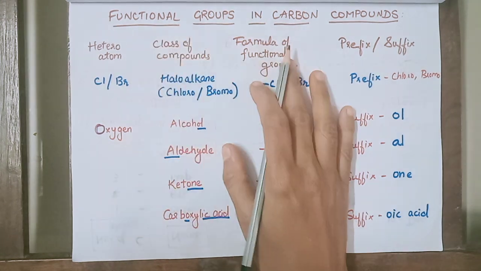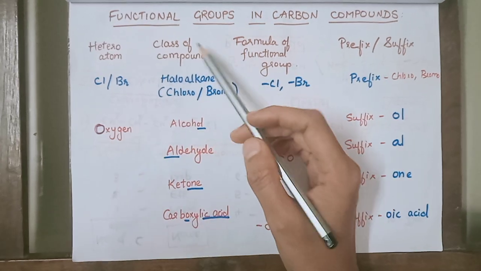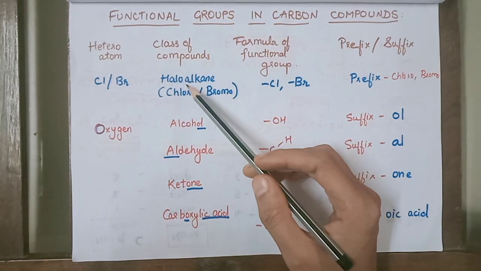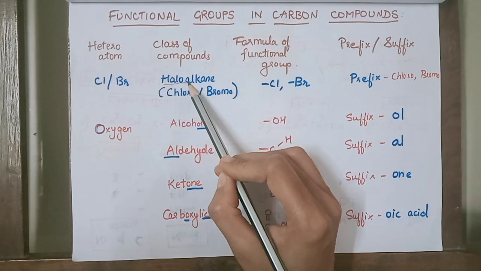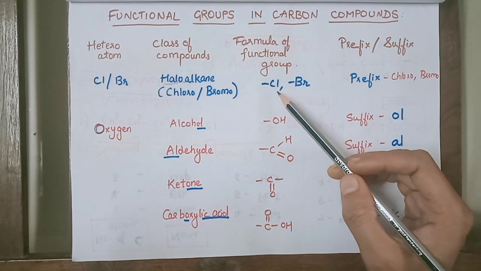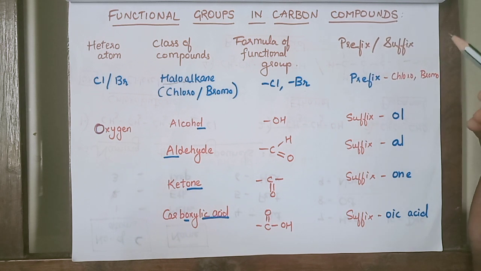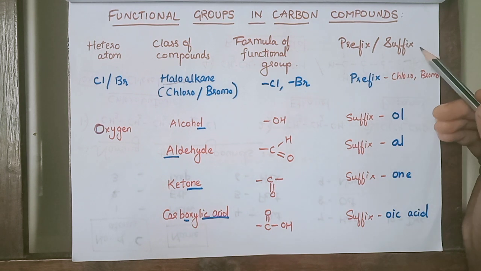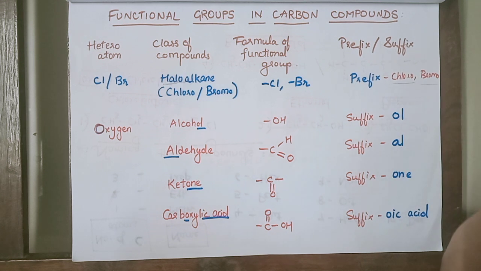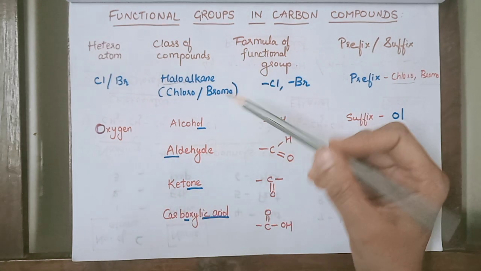Now here, functional group in carbon compounds, heteroatom, that means the atom other than carbon. We have either chlorine, bromine, or whatever is the atom. Class of compounds, haloalkane. Halo goes with the word halogens. It could be chloro or bromo, and the formula of the functional group is Cl or Br. Prefix or suffix. So prefix is used before the name of the compound, whereas suffix is used after the name of the compound. So here we use chloro, bromo.